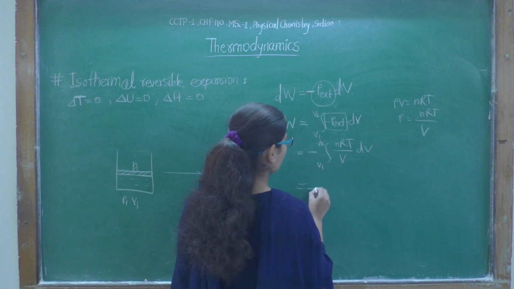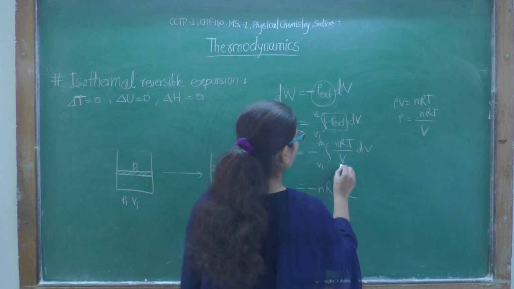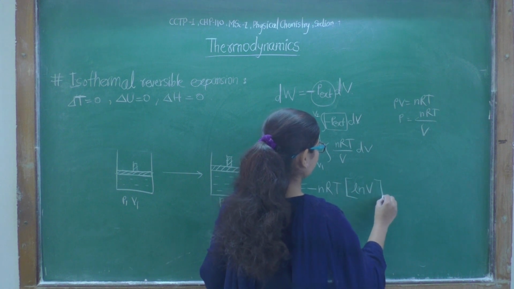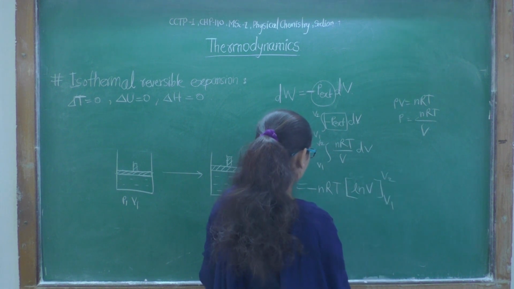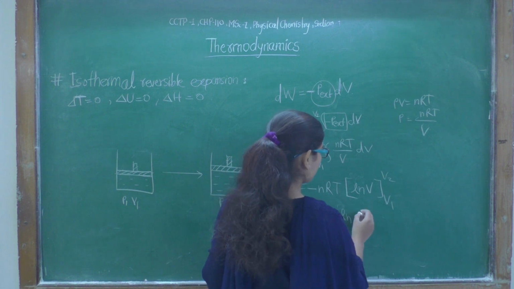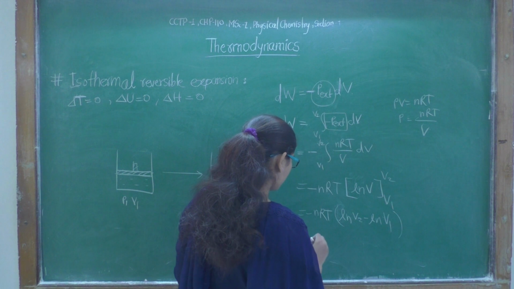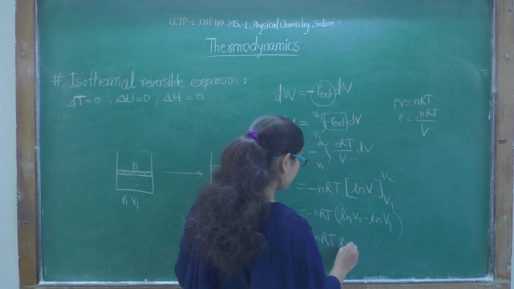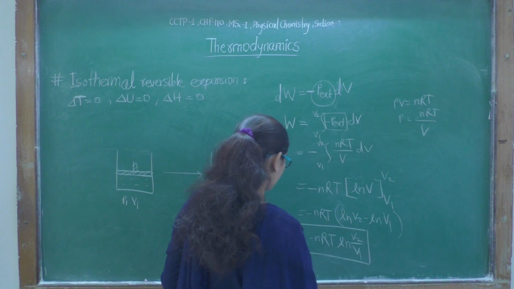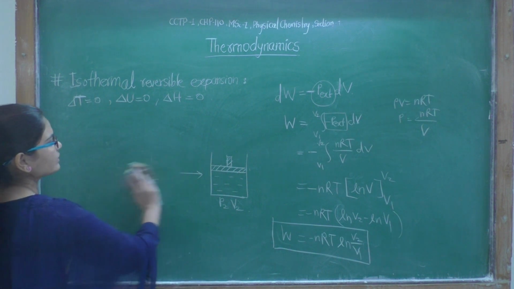It is equal to minus nRT, constant, outside the integration of 1 upon V. What will that be? ln V from V1 to V2. It will be equal to minus nRT in bracket ln V2 minus ln V1. We can write it as W equals minus nRT ln V2 upon V1. This will be our work done. This is the work done in isothermal reversible expansion.